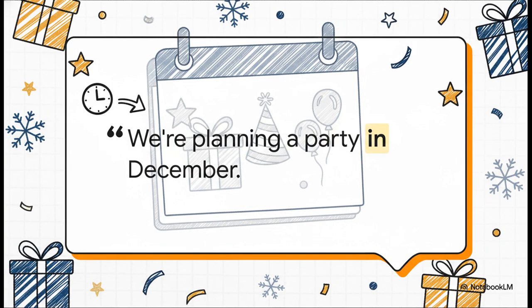Okay, to make this really stick, let's pretend we're planning a party. The very first step, right? We need to pick a month. So we'd say, hey, let's plan a party in December. See? We've just dropped our party idea into the big container called December. We don't have a specific day yet, just that general time frame.